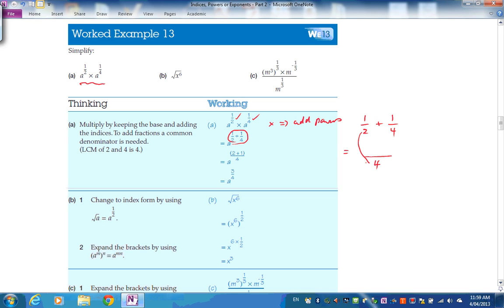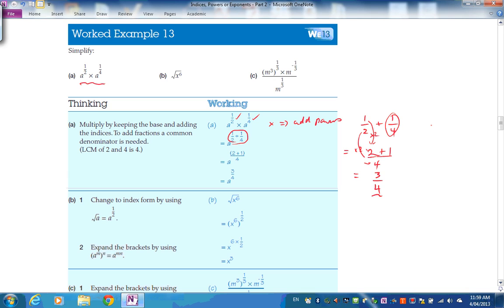So if you change 2 to 4, you have to multiply by 2. So you have to multiply the top line by 2. And so we would get the result 2 there. And plus, this is already over 4, so plus 1 over 4, which is 3/4.